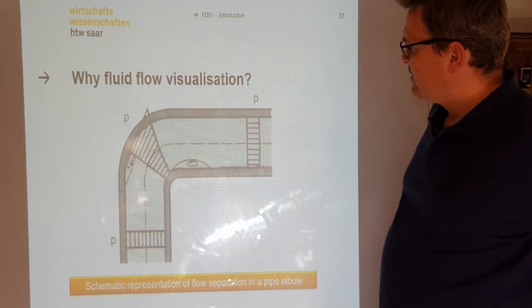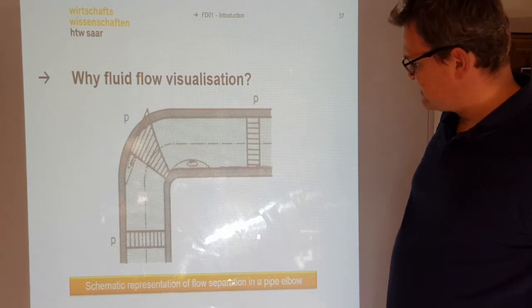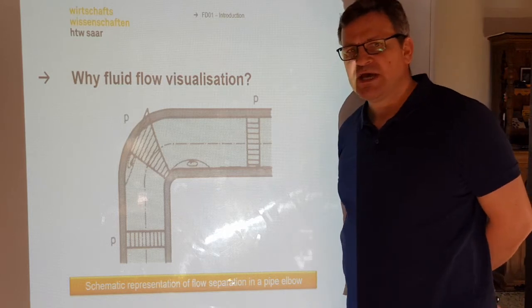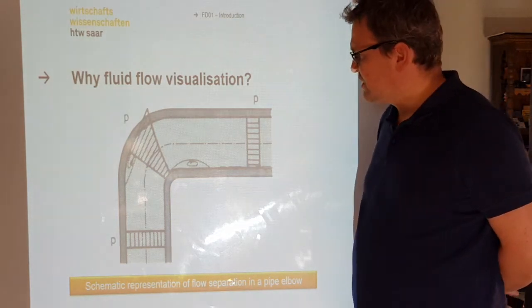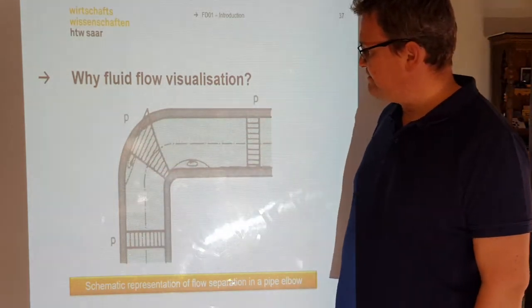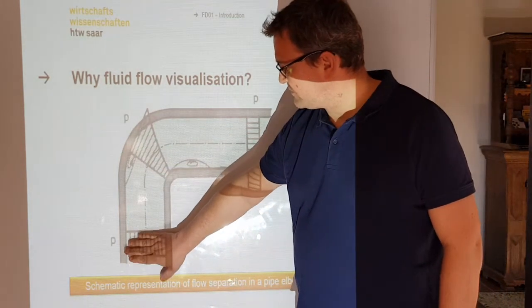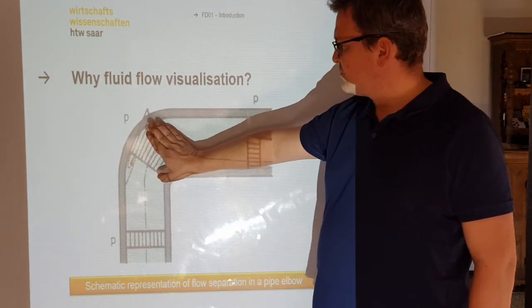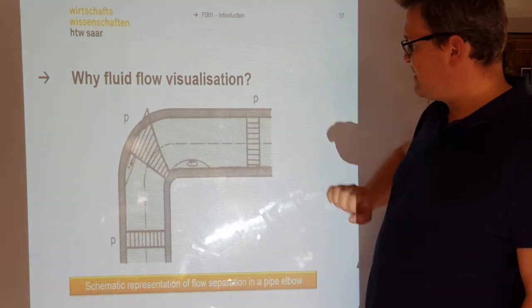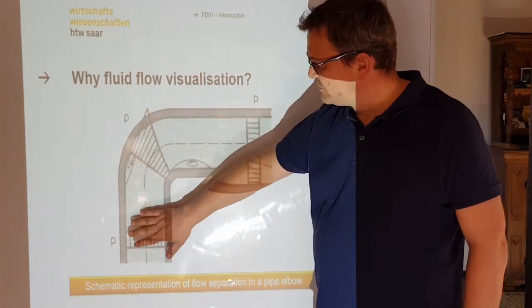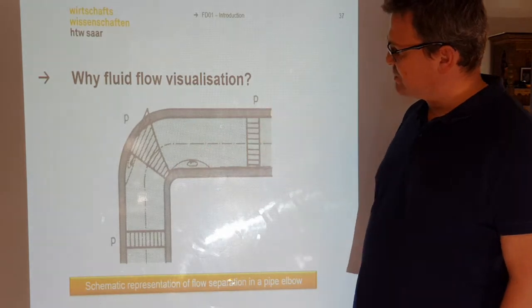Why do we want to visualize it? Or how can we visualize it? I tried to make an easy example. Here's a sketch of a pipe elbow. We have fluid flow from here. It goes into this elbow region and comes out here. And what happens if we have fluid flow in such an elbow?